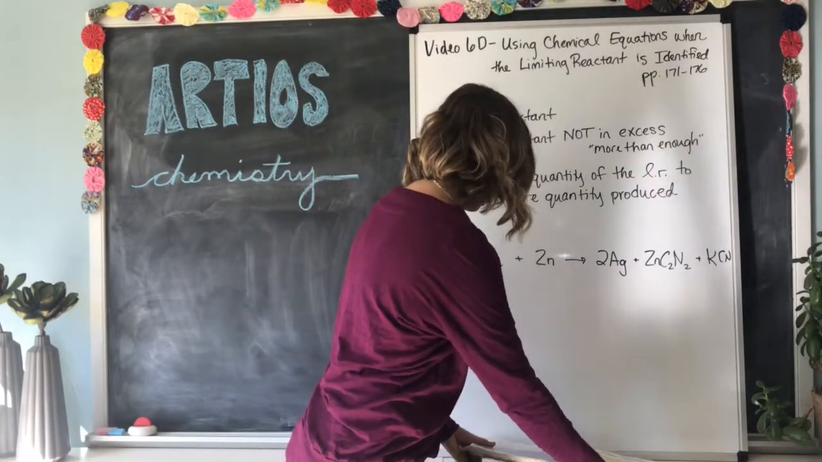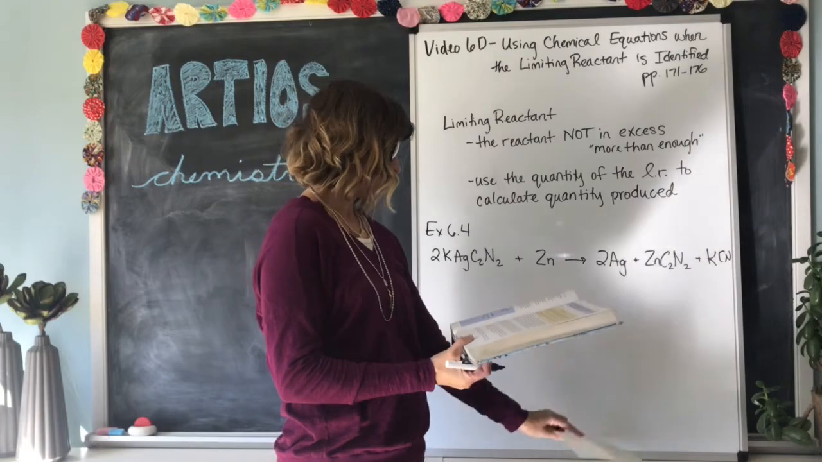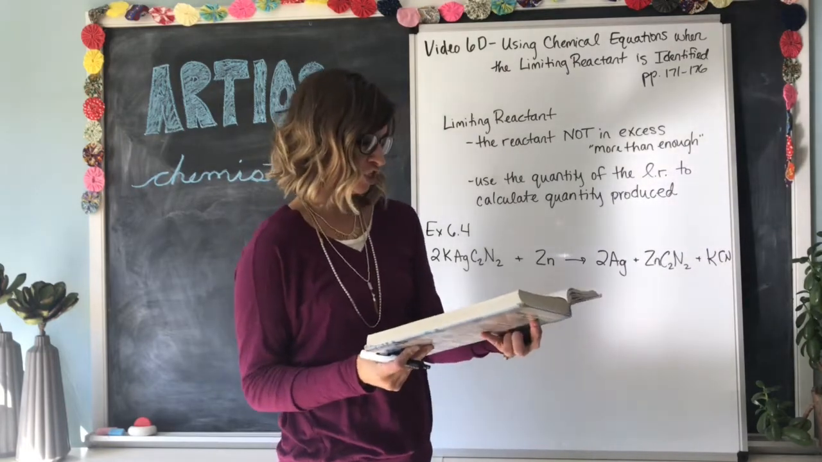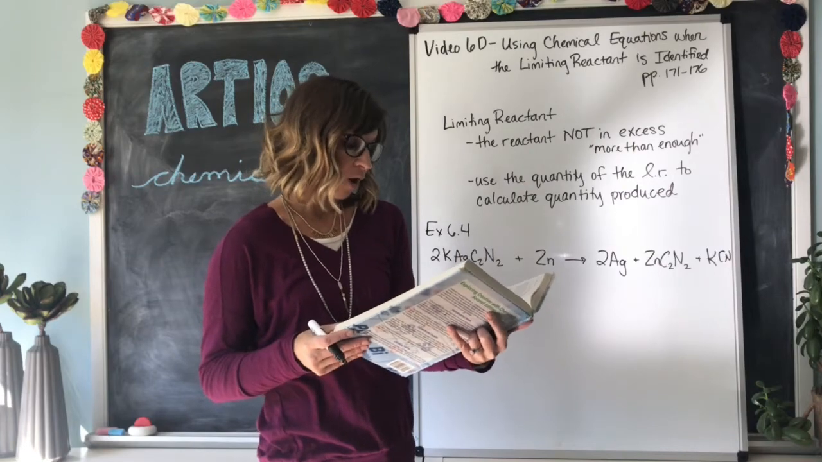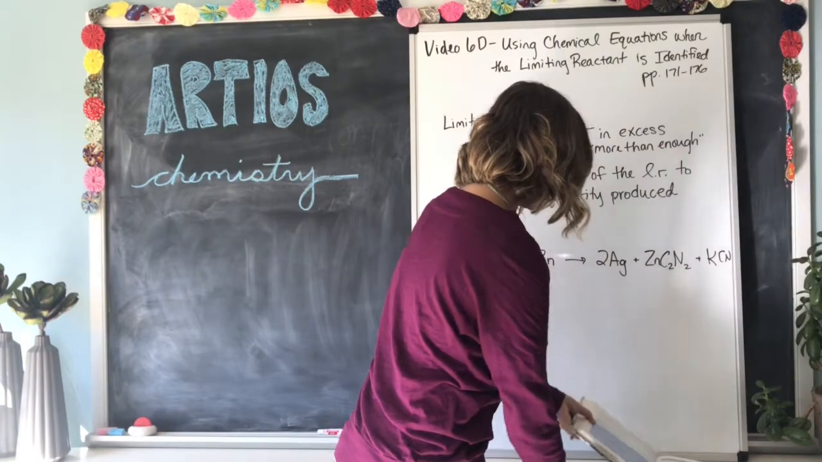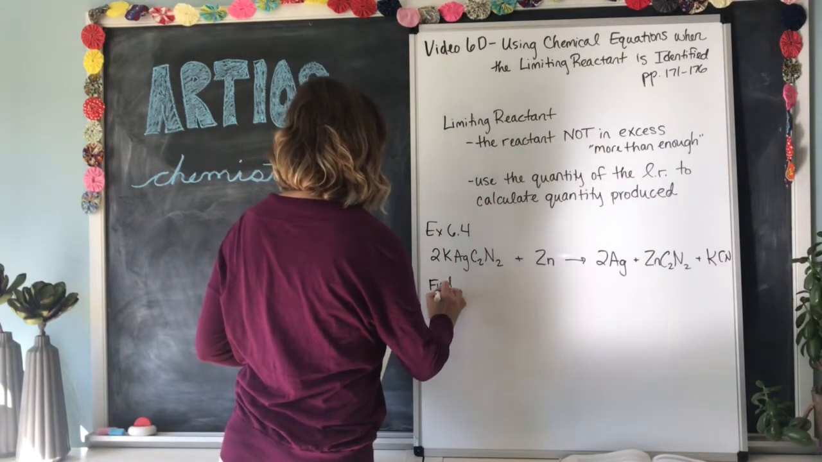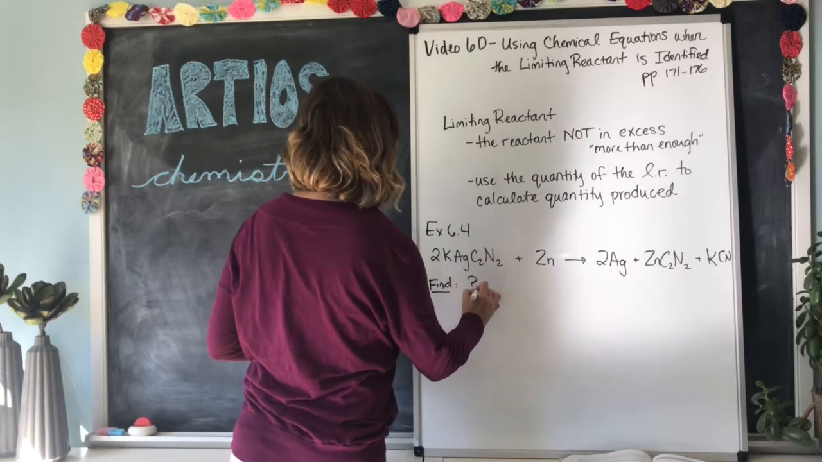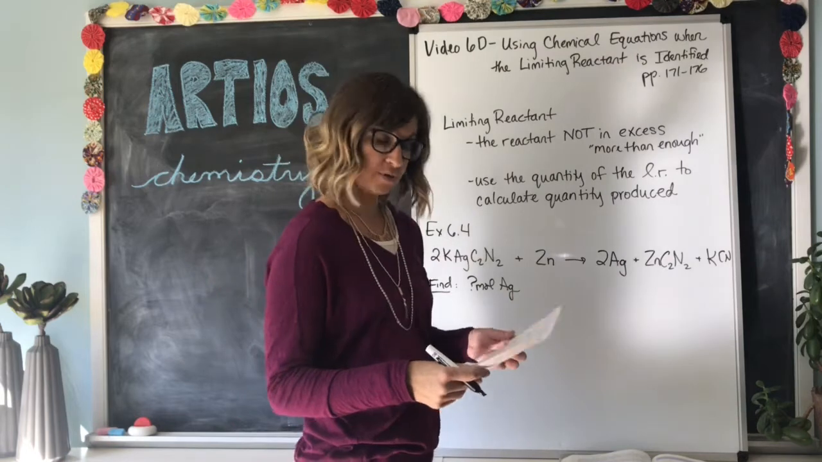And the question is, if a chemist adds 1.61 moles of KAgC2N2 to excess zinc, how much pure silver can be made? Okay, so first we're going to write down what we're going to find. Find how many moles of silver are produced.